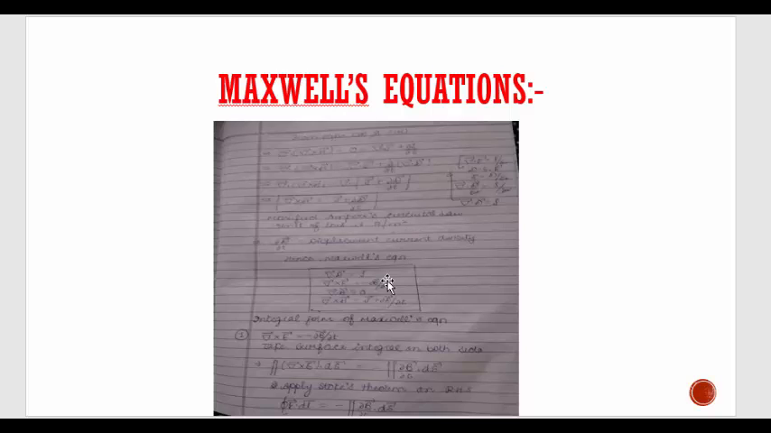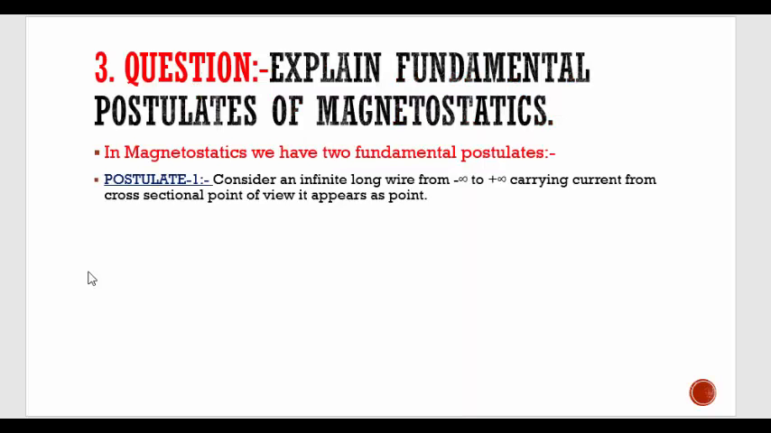So the four Maxwell equations are: del dot D is equal to rho, del cross E is equal to minus ∂B/∂t, del dot B is equal to 0, and del cross H is equal to J vector plus ∂D/∂t. These are the four equations, and we have modified the fourth equation, that is Ampere circuital law.